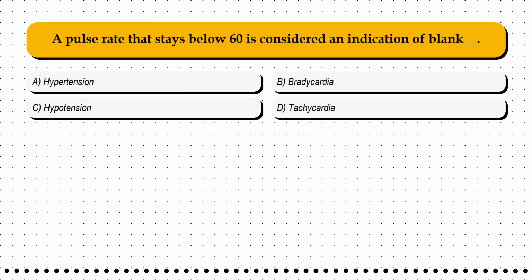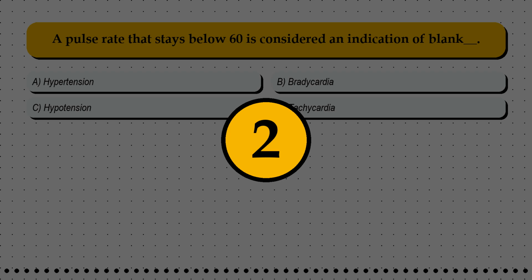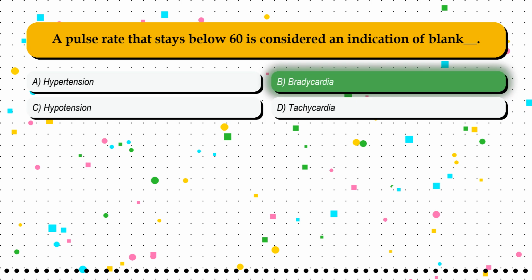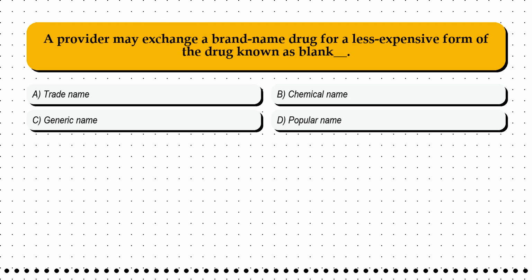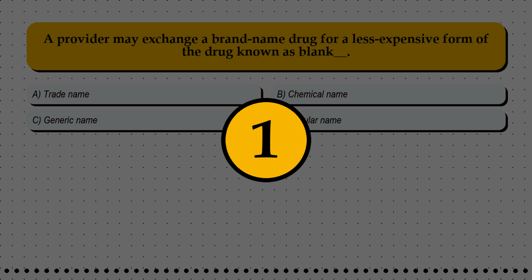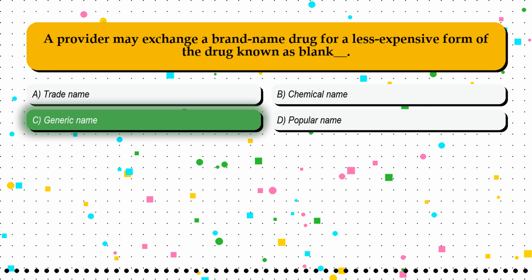Question 294. A pulse rate that stays below 60 is considered an indication of blank. Option A, hypertension. Option B, bradycardia. Option C, hypotension. Option D, tachycardia. The correct answer is option B, bradycardia. Question 295. A provider may exchange a brand name drug for a less expensive form of the drug known as blank. Option A, trade name. Option B, chemical name. Option C, generic name. Option D, popular name. The correct answer is option C, generic name.